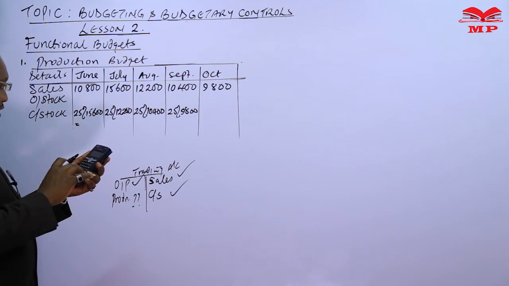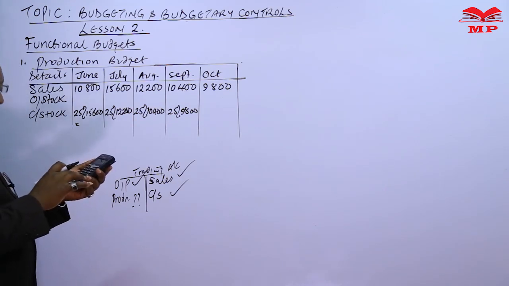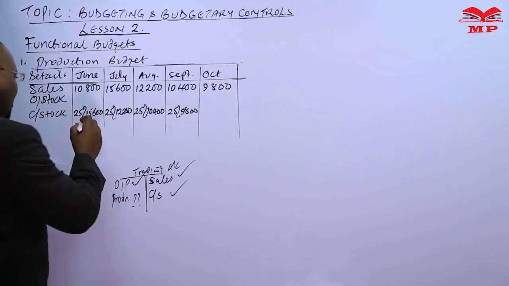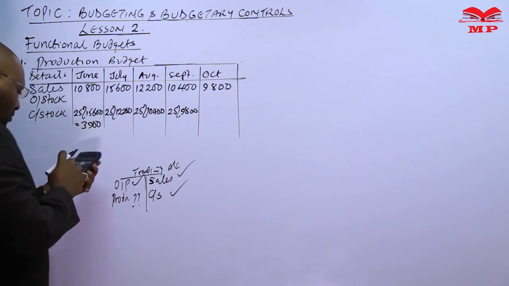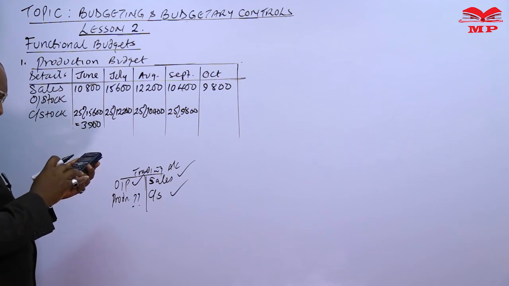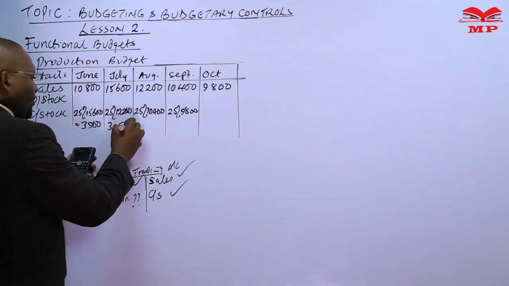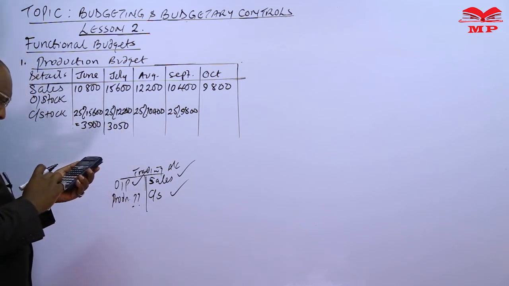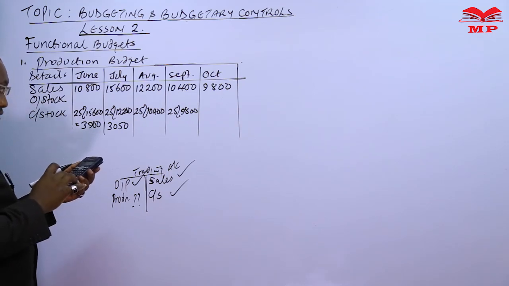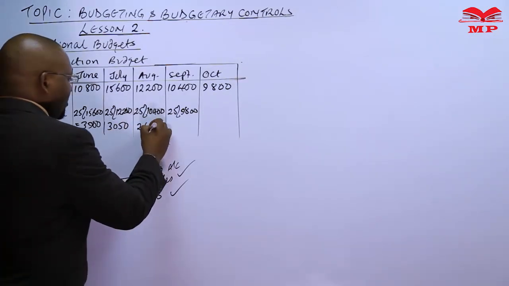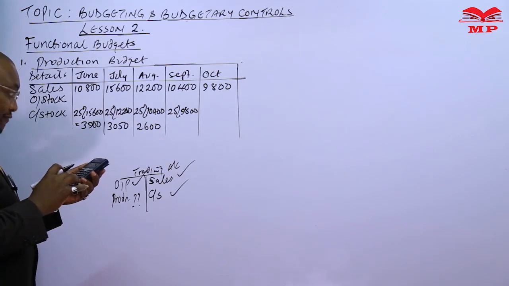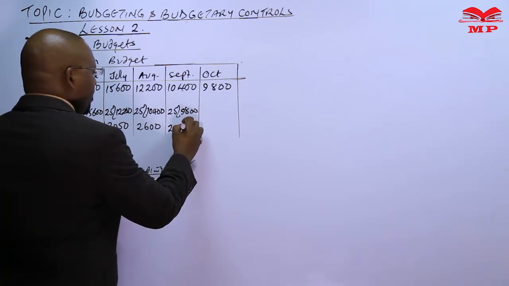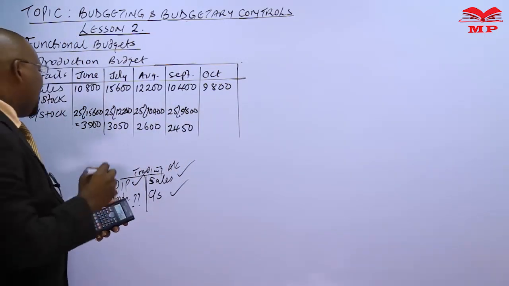So in June, the closing stock shall be 0.25 times 15,600. This is 3,900. 0.25 times 12,200. This is 3,050. 0.25 times 10,400. This is 2,600. 0.25 times 9,800. This is 2,450. That's what you have as the closing stocks.